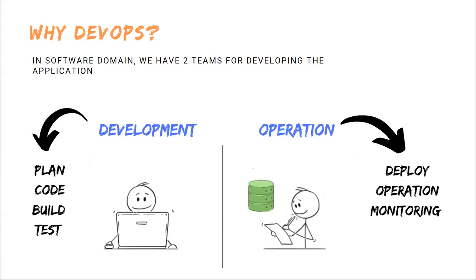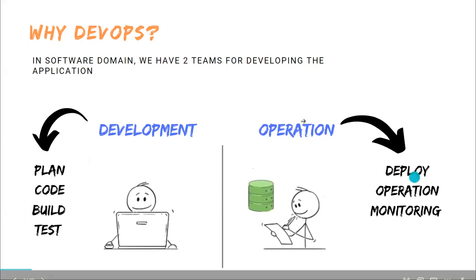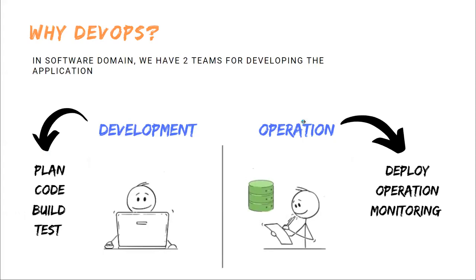Initially, they won't work together. Development people will work only on one set of tasks, and the operation team will work on the other set. Together, we call them the DevOps team. Okay.